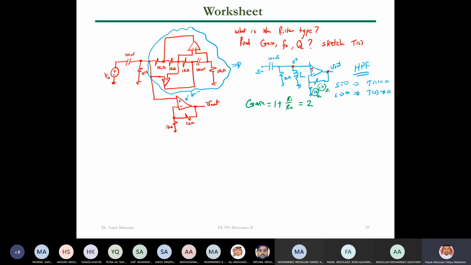Okay. What about the frequency? What do we know about the LCR circuit? Notice we used an LCR circuit and only did a replacement for the inductor. So what do we know about the corner frequency for the LCR circuit?